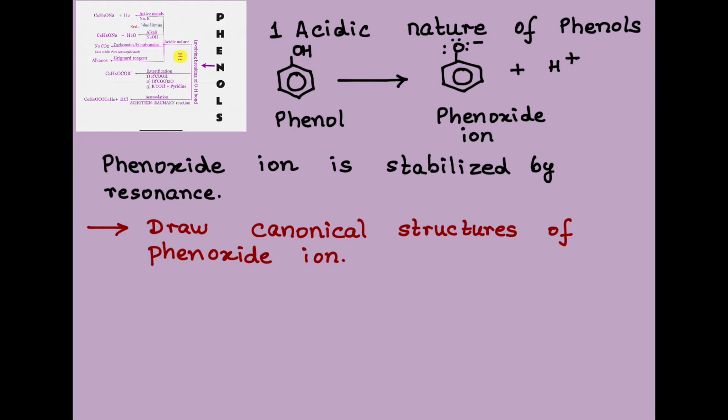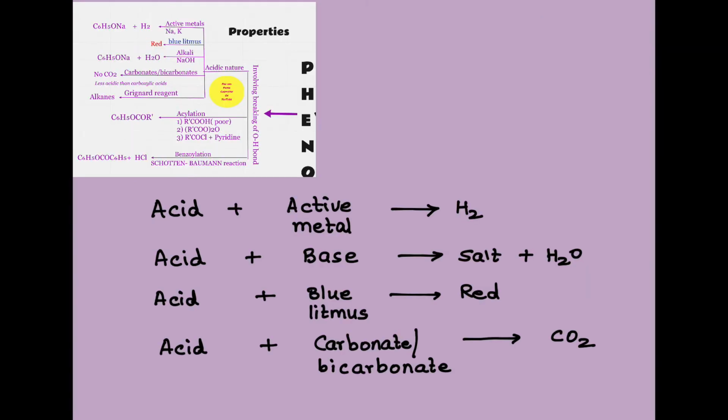So we have got the chart saying that phenols are acidic in nature. Now what is the property of an acid? An acid reacts with an active metal like sodium, potassium, magnesium, you even have aluminium, to liberate hydrogen gas. Acids react with bases to form salt and water. Acids turn blue litmus to red, and acids react with carbonates and bicarbonates to give us carbon dioxide, right?